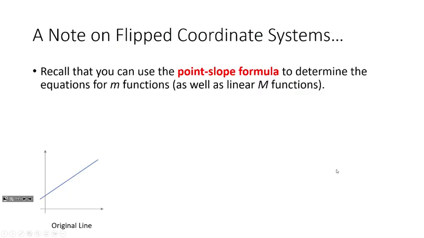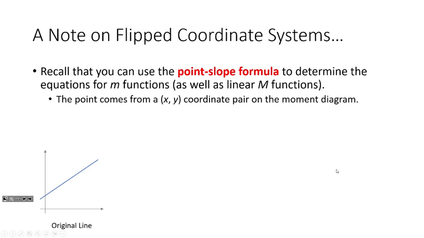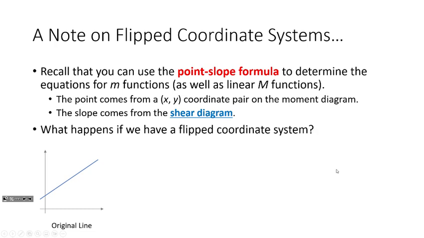Now, the only other thing you gotta be aware of is if you're using the point slope formula to determine moment functions, you know how we did that for the little m functions on Wednesday? The only thing you gotta be aware of is if you're using a flipped coordinate system. So here's what happens. Let's say this is your original function, okay? Let's say you've got your point here and your slope here. Remember, the slope comes from the shear diagram and all of that.